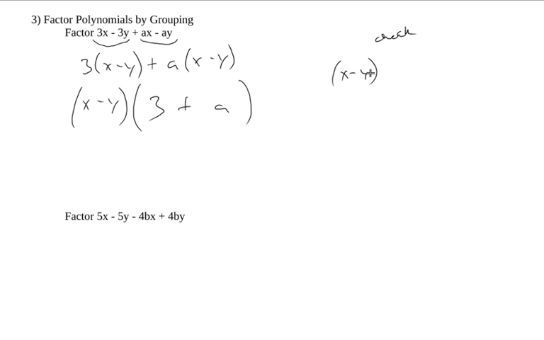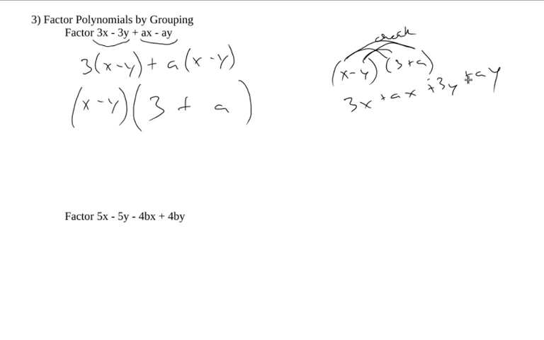x minus y times 3 plus a. If I distribute this out, x times 3 is 3x. x times a is ax. The opposite of y times 3 is negative 3y. The opposite of y times a is negative ay. This is not in the same order. It's not in the same order as what was up here, but that's not really a problem.